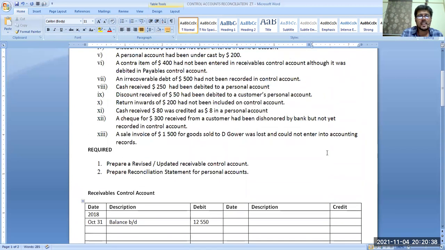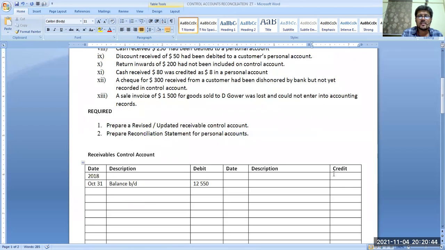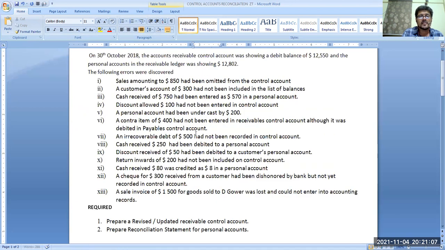Okay. Now this first transaction, sales amounted to 850 had been omitted from the control account. So what we have to do, we have to use the control account. Sales, the date would be the same, 31st. Sales 850. Okay. Now what is the double entry for sales? Do you remember? Account receivable debit, sales credit. So we have debited account receivable 850 here. Done? Okay. Next item.